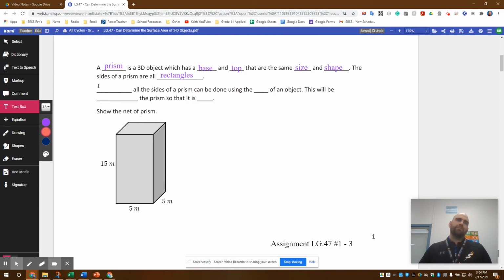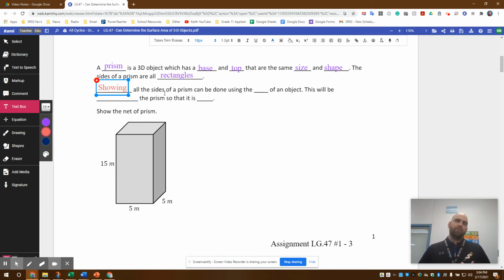Now, if we have a prism, solving for the surface area of a prism is maybe a little bit simpler than actually finding all the sides and adding them together. We can actually do it a little bit quicker, and I'll show you a way of doing that and going through these questions. But first, I want to show you something a little bit different here.